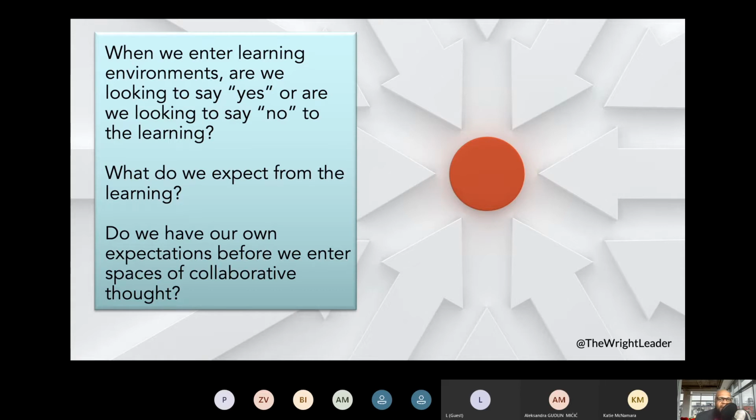in a way that is maybe not as primed to receive new information. And so I just wanted to share that with you. What do we expect from the learning?